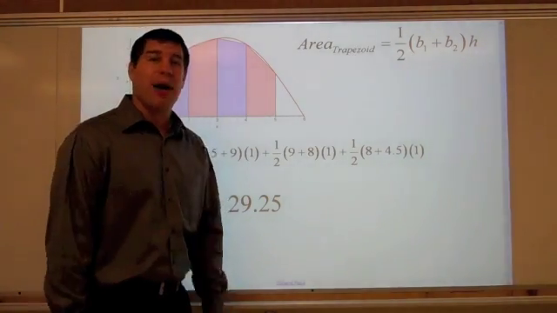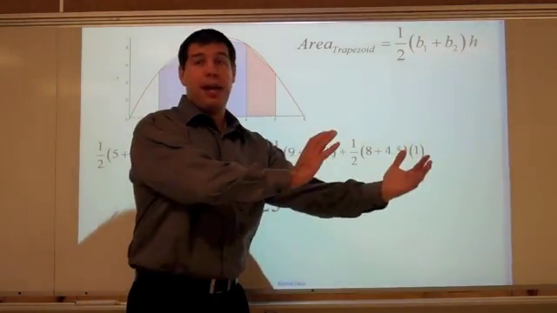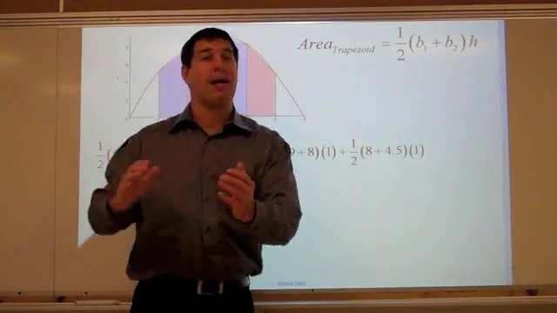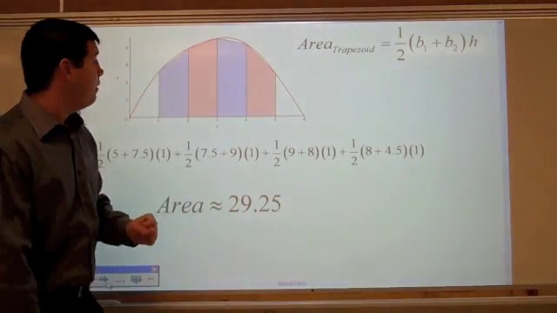Same idea as Riemann sums. You take the area of a bunch of things, add them up. In Riemann sums, it's rectangles. In trapezoids, it's trapezoids.